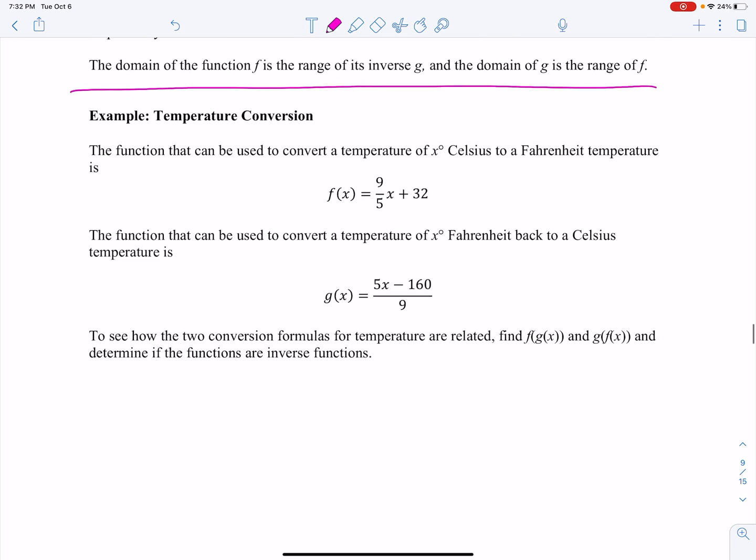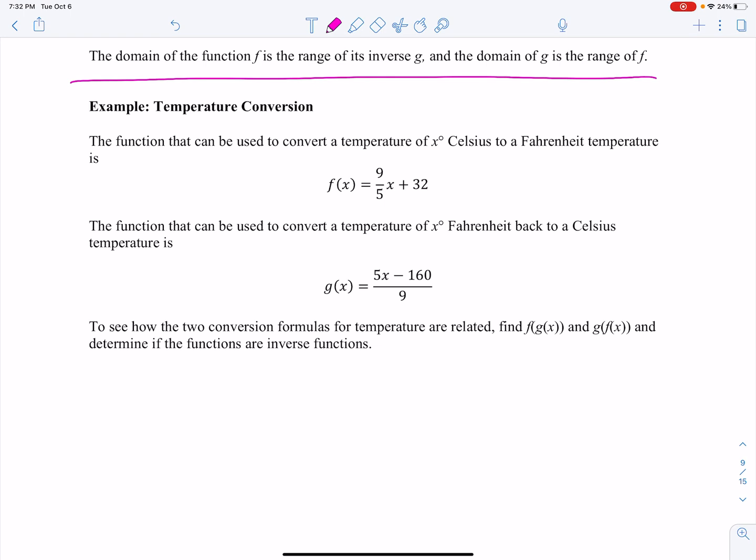Okay, so here's an example, temperature conversion, right? The function that can be used to convert a temperature of x degrees Celsius to Fahrenheit temperature is this function here. And going back the other way from Fahrenheit back to Celsius, we would use this function here. So to see how the two conversion formulas for temperature are related, find f of g of x, find g of f of x, and let's see what happens.